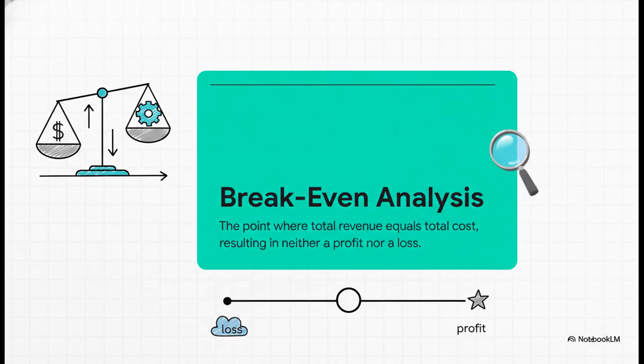The break-even point is the specific level of sales at which your total revenue, all the money coming in, is exactly equal to your total costs, all the money going out. At this point, your profit is precisely zero. You haven't made any money, but crucially, you haven't lost any either. It's a state of financial equilibrium, the moment a business becomes self-sustaining.